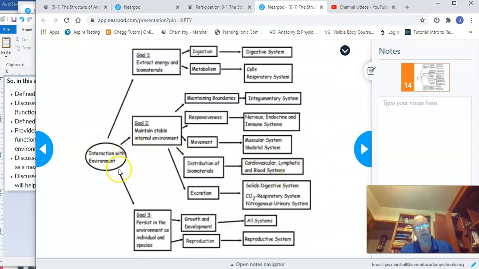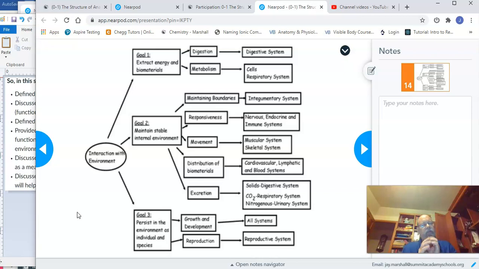You need to be able to fill all of this in, but it's really very simple. All you do is you say my core interaction or core process is interacting with the environment. What do I need to make this successful? I need to acquire energy and biomaterials. I need to maintain a stable internal environment, and I need to persist in the environment as an individual and as a species. Then you go back to acquiring energy and biomaterials, and you say, what are the two functions? Digestion and metabolism.